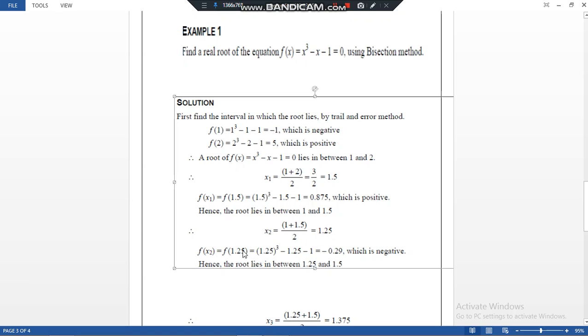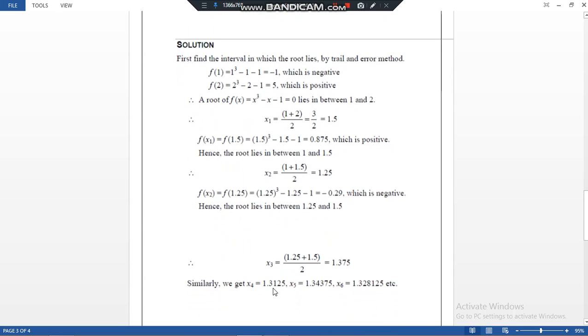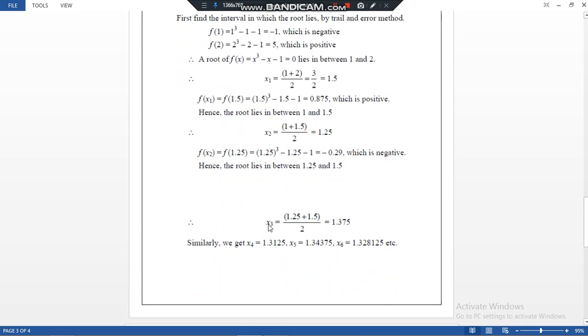Again we will see the nature of the function at 1.25. We can see here f of 1.25 gives the value minus 0.29, which is negative. Hence the next approximation will lie between 1.25 and 1.5. So x3 is (1.25 plus 1.5) by 2 by the bisection formula, and it gives the result 1.375. In a similar manner, we have to continue our process, and we can see here x4, x5 and x6 are equivalent to these values.